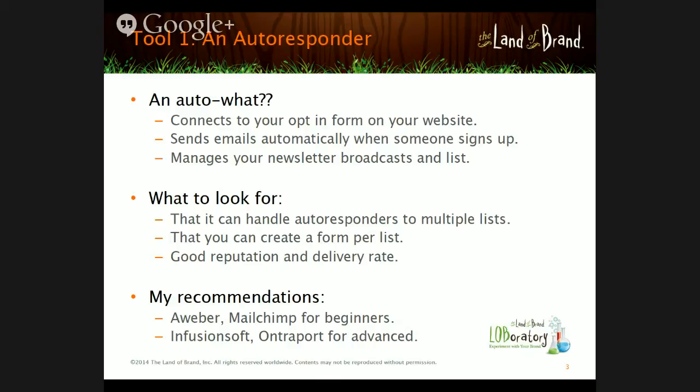So when you're looking for autoresponder software, these are some things that you want to look for. You want to make sure that you can have multiple lists. It's not just a database of everyone's kind of in the same category. You want to be able to separate people into different categories and different purposes.